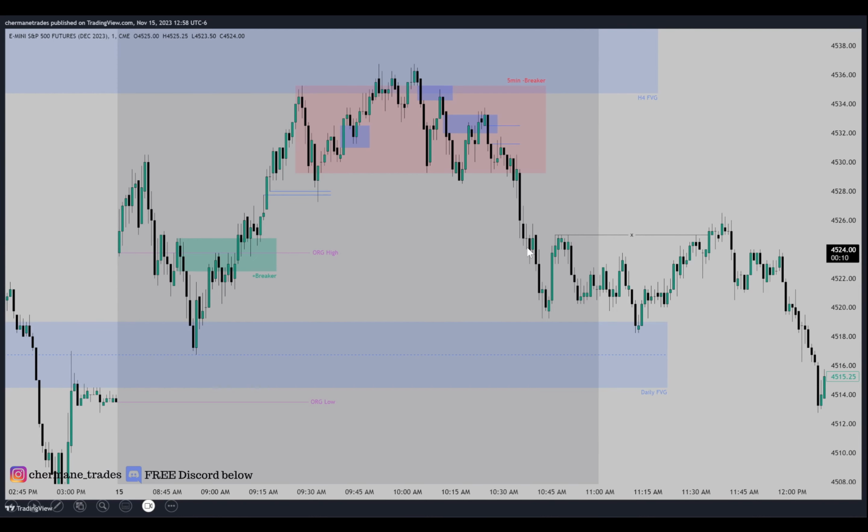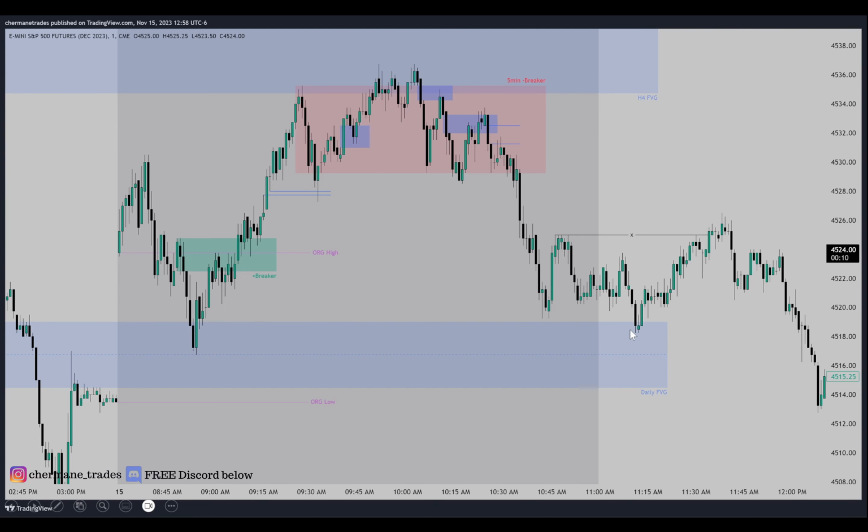Uses it as support here. We rally up during lunch, take out these equal highs, right? This is like a quadruple top right here. We have a high on this candle, high on this candle, high on this candle, and then high on this candle, all equal. So there's a lot of buy side resting above this high.